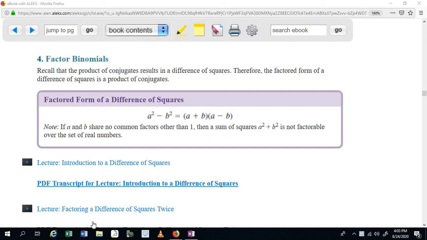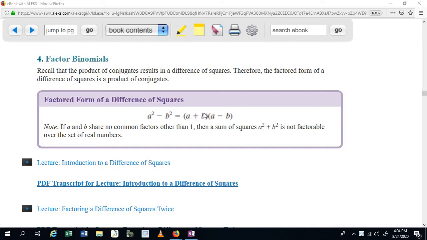Hello again. In this video, I'm going to go over Objective 4 from Section R5, which is about factoring binomials. There's a couple of special cases that we're going to look at here. The first case is when you have the form a squared minus b squared. That's called the difference of squares, and it can be factored into a plus b times a minus b.